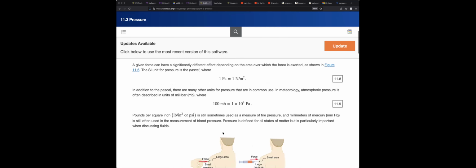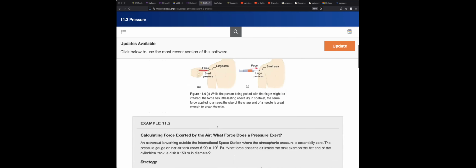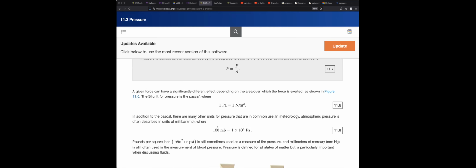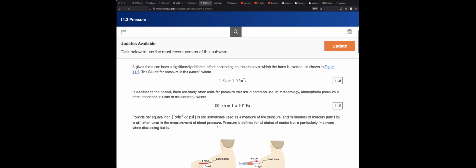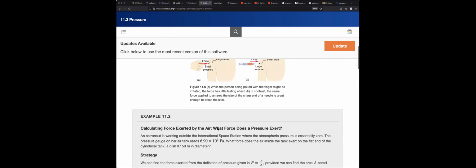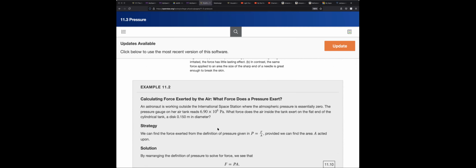There's also pounds per square inch, which you often hear, or PSI. I don't remember what the conversion is for PSI. But there's also millimeters of mercury that's used in blood pressure. So millimeters of mercury comes from the idea of something we call a manometer, which we'll learn about later. That's mmHg. If you're in the medical profession, millimeters of mercury is often used.